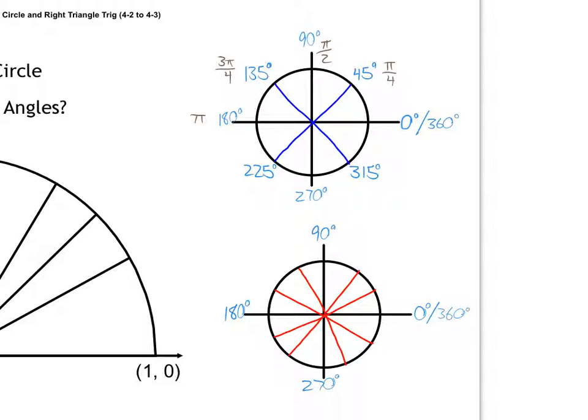And then we have pi. And then you can keep going. Here's 5/4 pi. Here's 6/4 pi, or 1.5 pi, which is 3 pi over 2. And then here's 7/4 pi. And then 8/4 pi takes us all the way up to 2 pi.